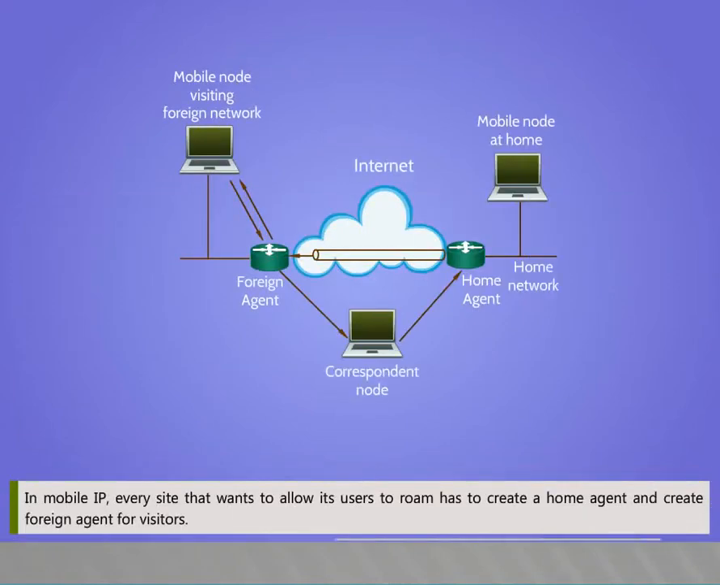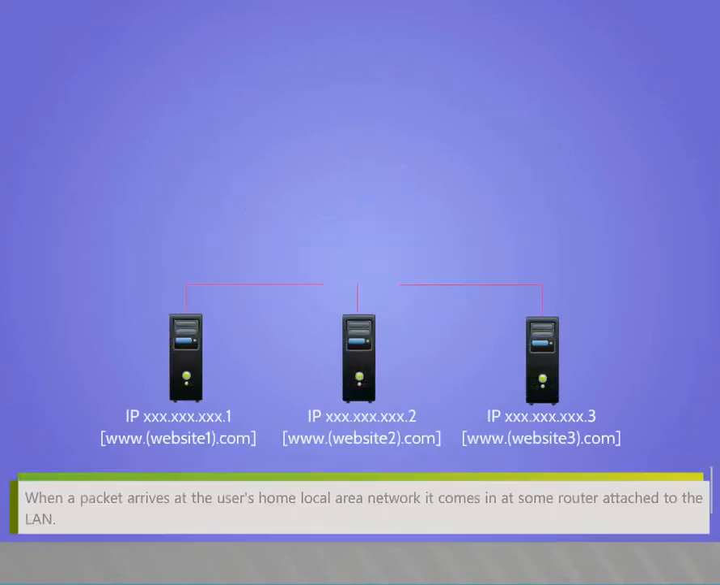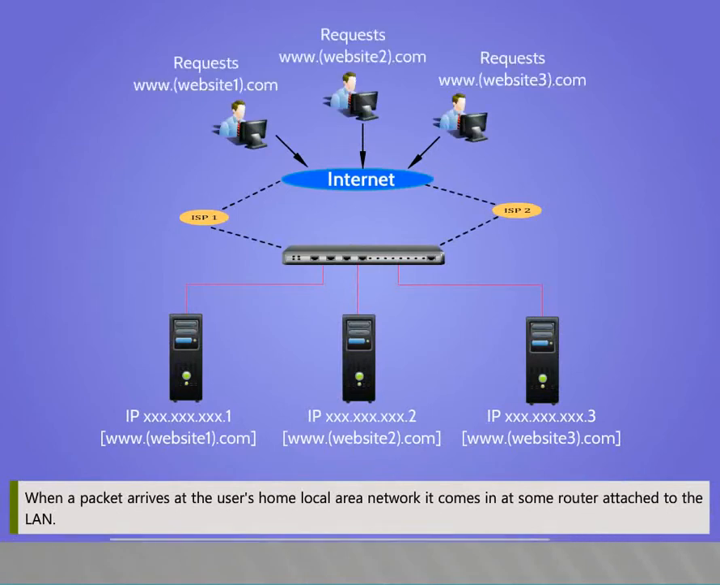In mobile IP, every site that wants to allow its users to roam has to create a home agent and create a foreign agent for visitors. When a packet arrives at the user's home local area network, it comes in at some router attached to the LAN.